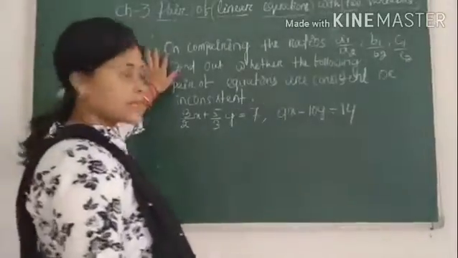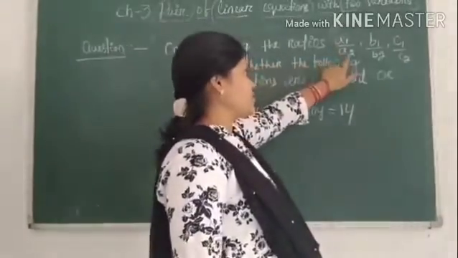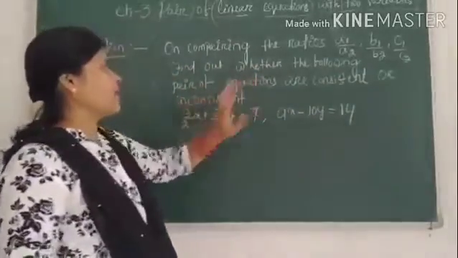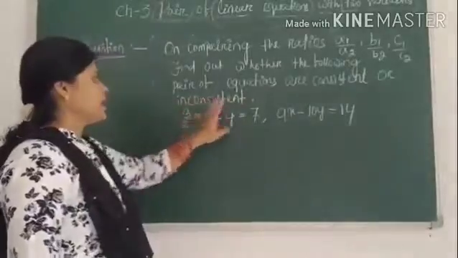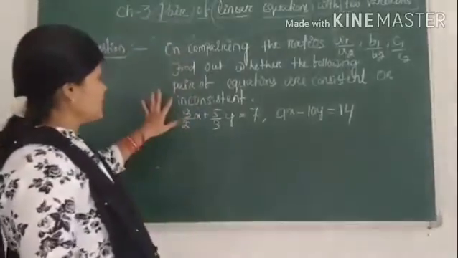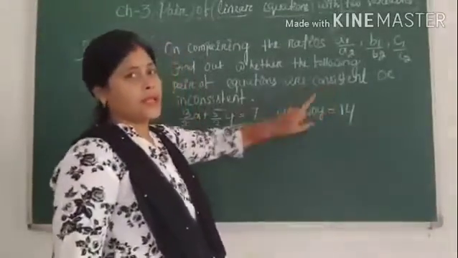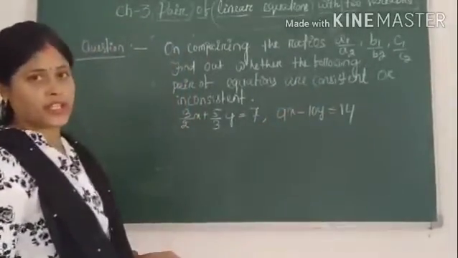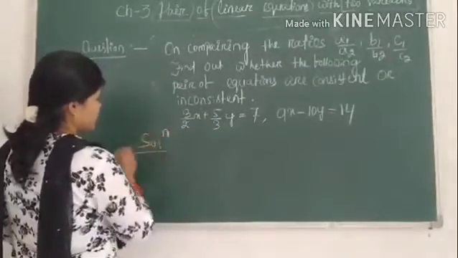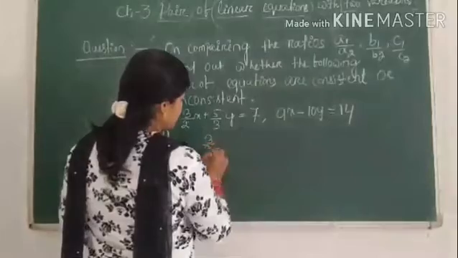Then, this is our second question, and your second question is on comparing the ratios A1 by A2, B1 by B2, C1 by C2. Find out whether the following pair of equations are consistent or inconsistent, and equations are given to you. Means you have to find whether the equations are consistent and inconsistent. So first what you have to do, this is solution. First you have to write down both the equations sequentially.